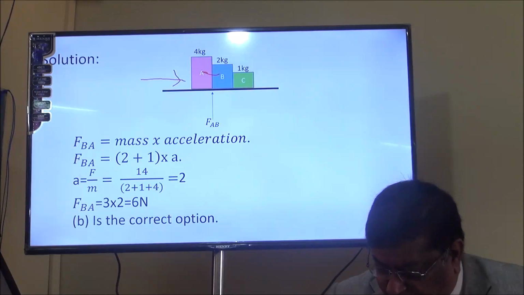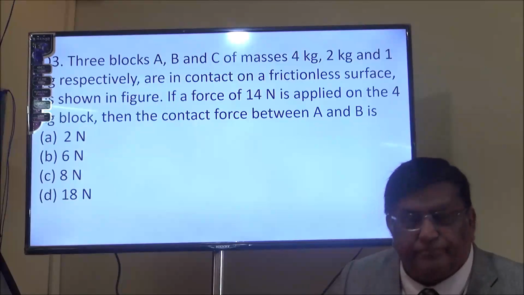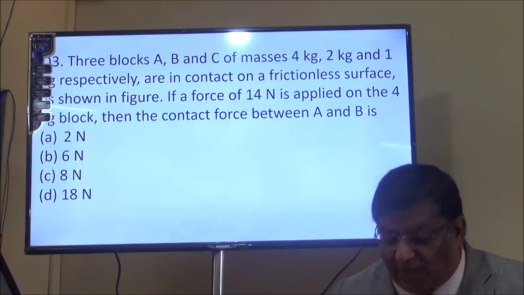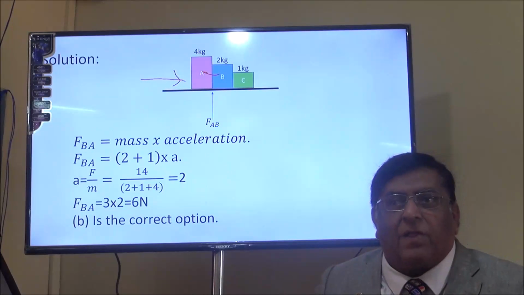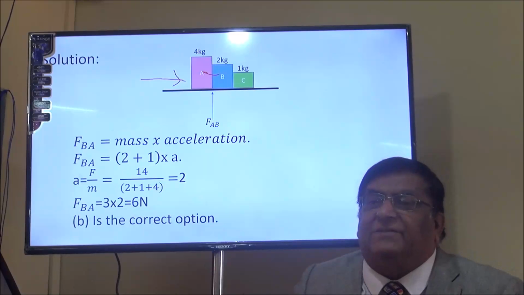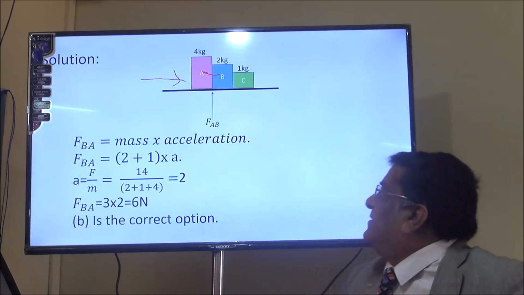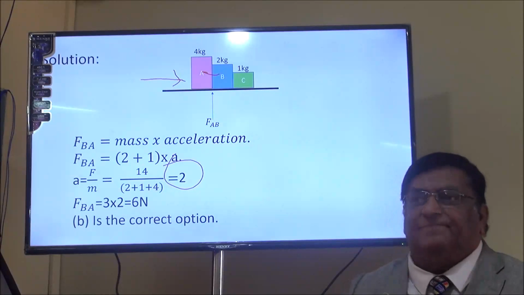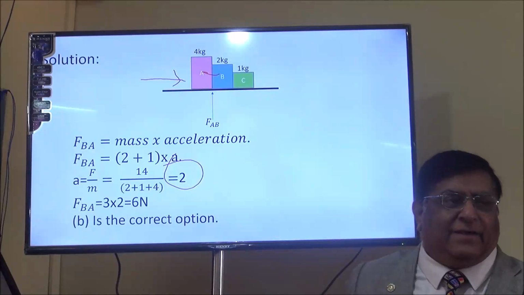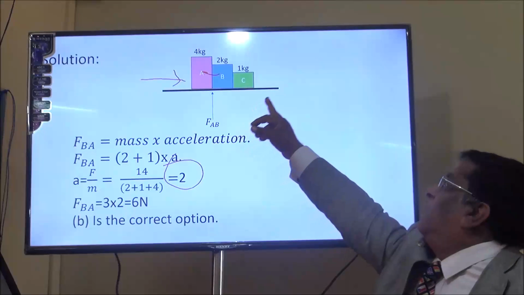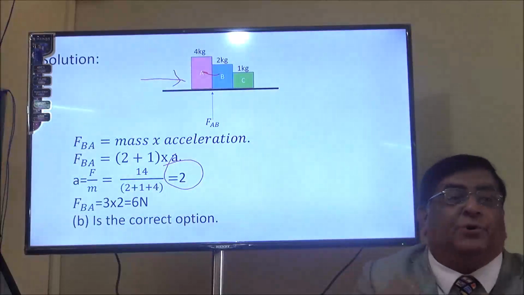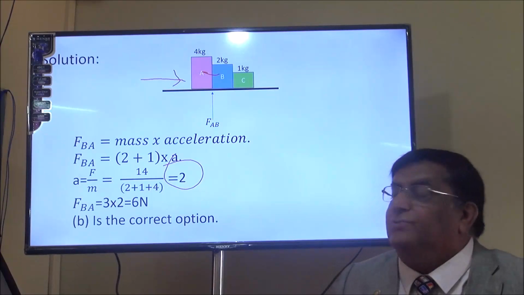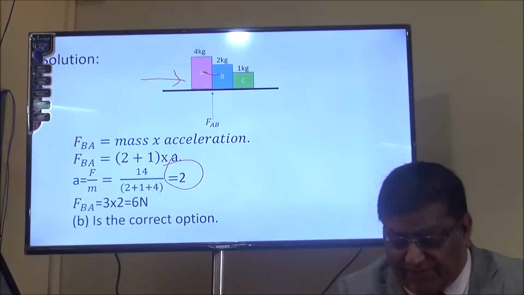How much is the total force applied? You get it here, 14 Newton. How much is the total mass? 7 kg. What should be the acceleration of the complete system? Yes, 2. This is the acceleration of the complete system. Now you got A. How much force is applied by A on BC? How much mass is it pushing? 3 kg. What is the acceleration of the system? 2. So what should be the force? 6 Newton. You got the answer.